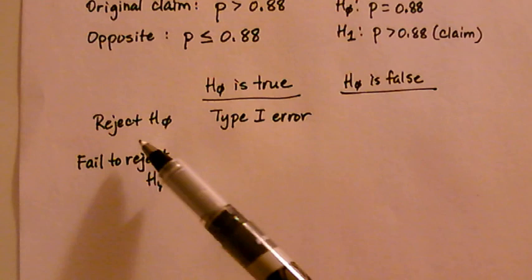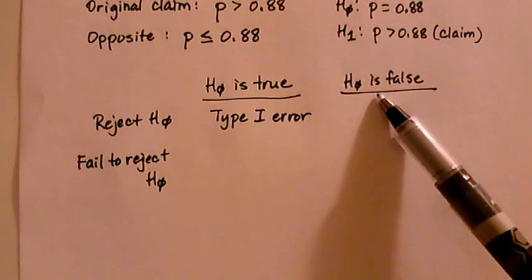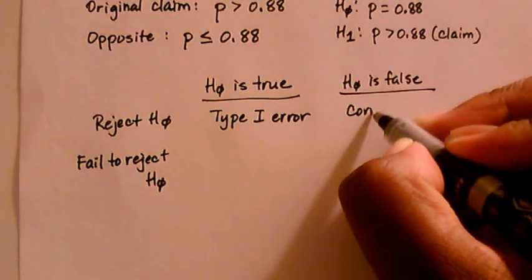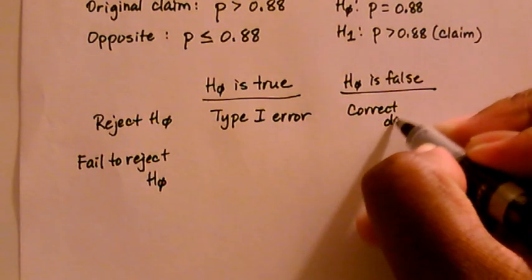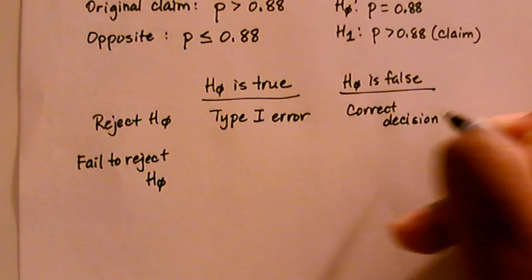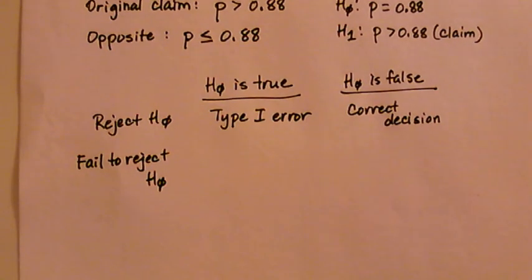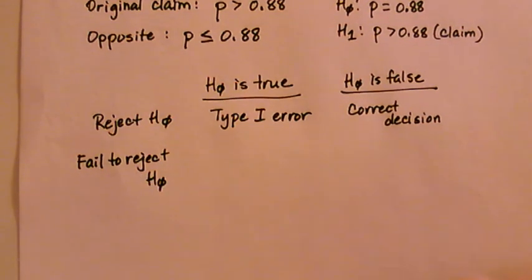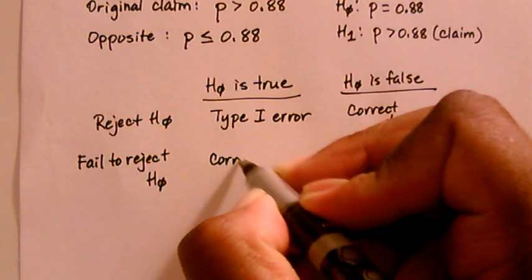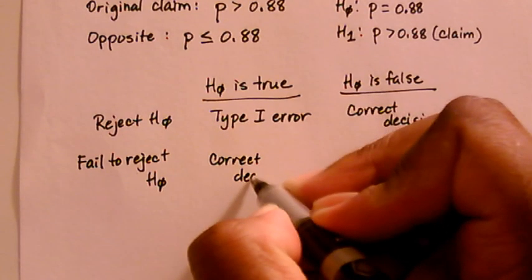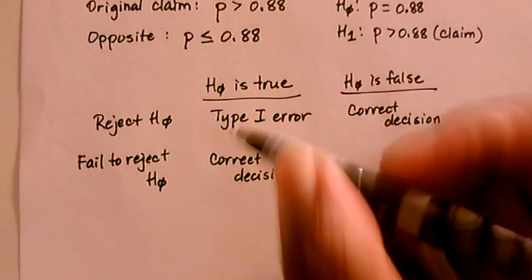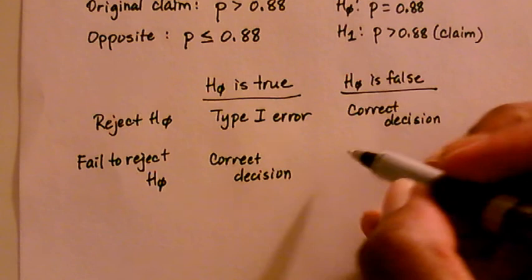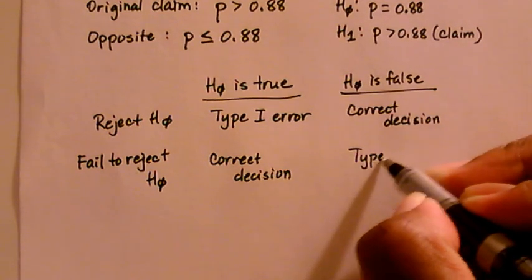And then for this one, if we reject the null and the null is false, that's the correct decision, because you do want to reject something that is false. Now, if your null hypothesis is true and you fail to reject the null, that's what you want. The correct decision. And if we fail to reject the null, but that null is actually false, then that's a type 2 error, by definition.